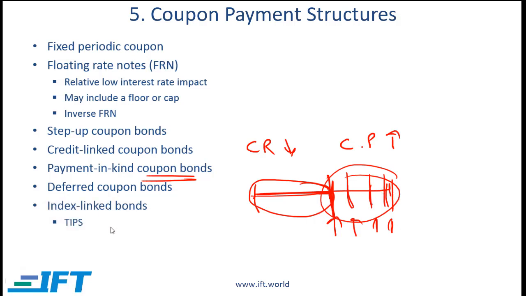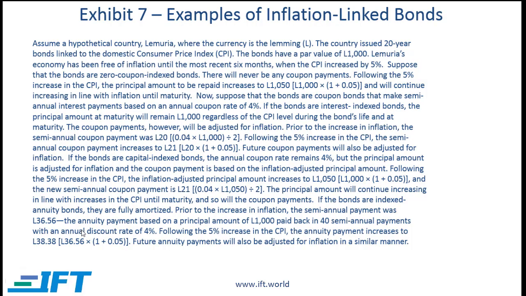With index-linked bonds, the coupon payments are linked to some index. One of the most popular examples of an index-linked bond is this bond called Treasury Inflation Protected Security, which is issued in the United States. And here the payments are linked to the CPI, or the Consumer Price Index. Let us look at a detailed example from the curriculum related to different inflation-linked bonds. And I want you to read this first and then I'll summarize the main points.